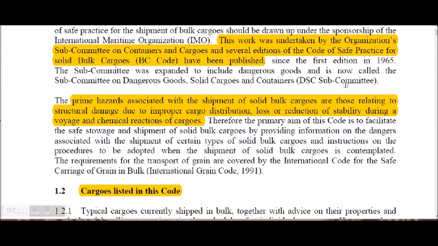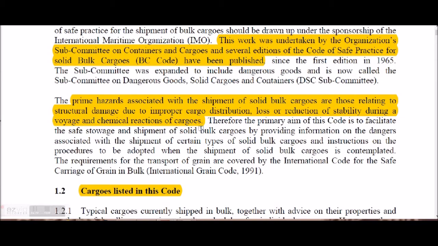This work was undertaken by the subcommittee on cargoes. Several editions of the code of safe practice for solid bulk cargoes, that is the BC code, have been published since the first edition in 1965. Then after, okay, the primary hazards associated with the shipment of solid bulk cargoes are those related to structural damage due to improper cargo distribution, loss or reduction of stability during the voyage and chemical reaction of the cargo.